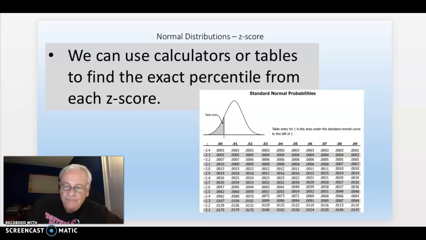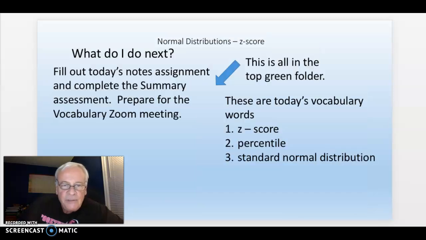All right, what do you do next here? Now, fill out today's notes assignment and complete the summary assessment. You should be able to do it from this video, the information right here in the slideshow. Prepare for the vocabulary Zoom meeting. I just gave you the vocabulary words and the definitions of each one, so know what they are for the meeting: z-score, percentile, and standard normal distribution. Okay, I'll see you in the Zoom meeting.